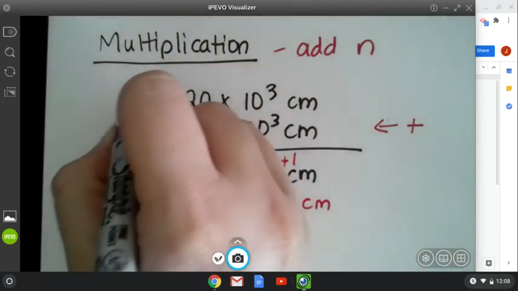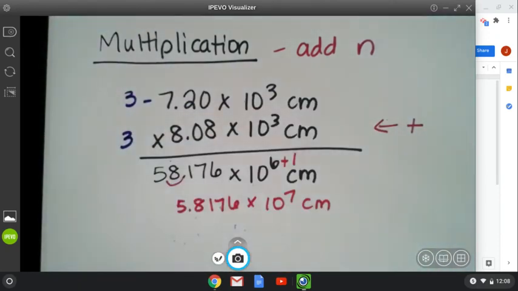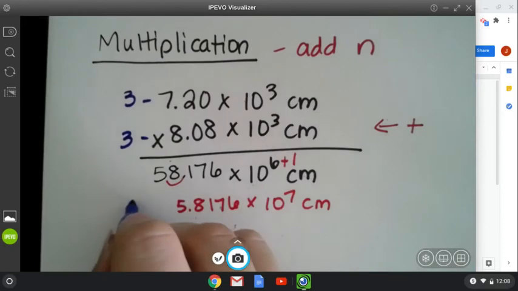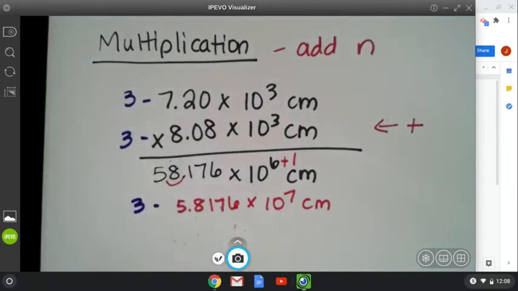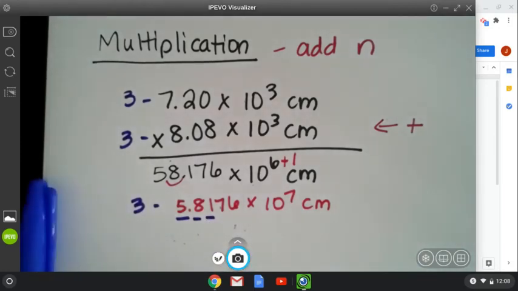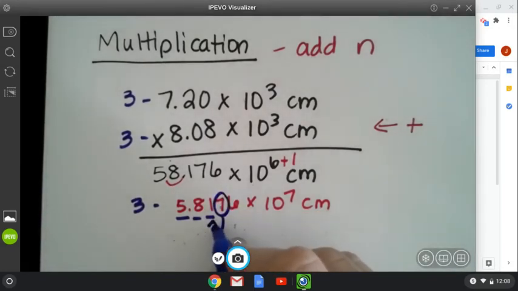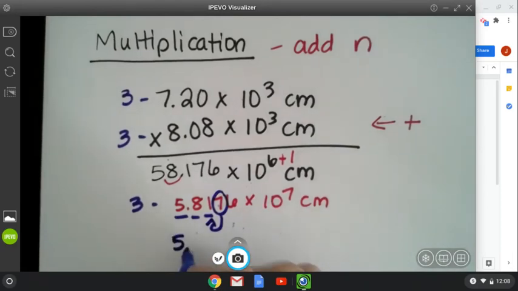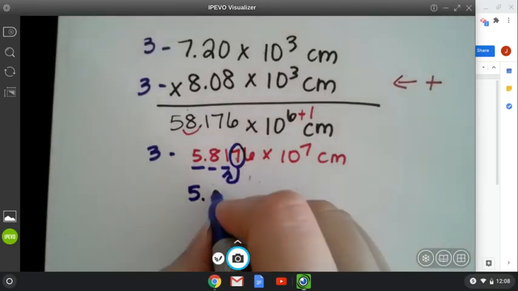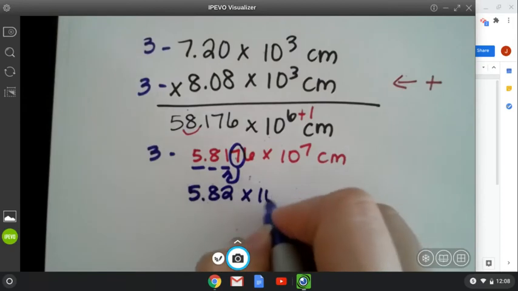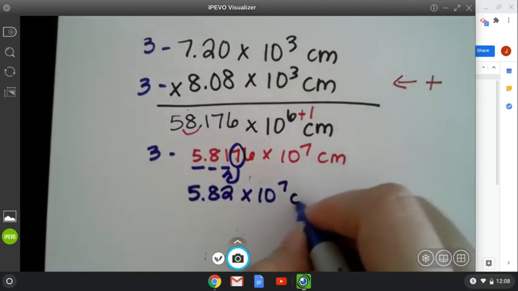So I have 3 sig figs in this one, and I have 3 sig figs in this one, which means my answer also has to have 3 sig figs. It's going to be 1, 2, 3. I need to look at this number here. It's a 7, so I'm going to round up. So my final answer is going to be 5.82 times 10 to the 7th centimeters.